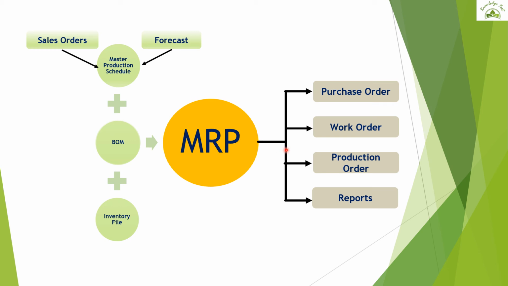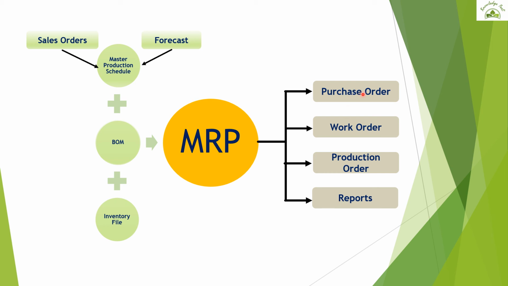Okay. Now what are the outcomes of MRP? There are multiple outcomes: purchase order, work order, production order. These are the primary outcomes. There are certain primary reports as well which can be generated as an outcome of MRP, and there are certain secondary reports which can be generated as an outcome of MRP.